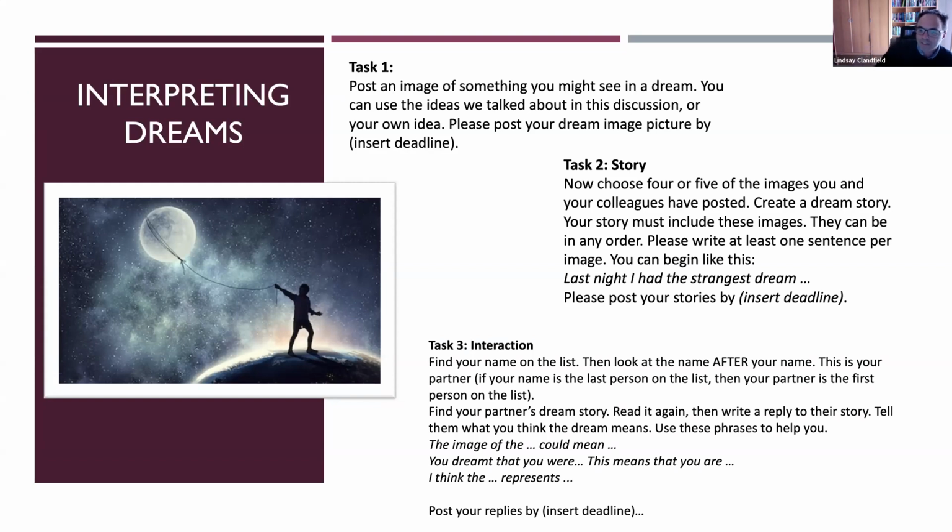They need to read it and then write a reply to the story, telling them what they think the dream means using these phrases: the image of X could mean, you dreamt that you were, this means you are, I think that represents. So basically what everyone has done is they've all fed in ideas for dream things. They've chosen some of those to make a story, and then they're interacting by kind of pretending to interpret each other's dream stories.